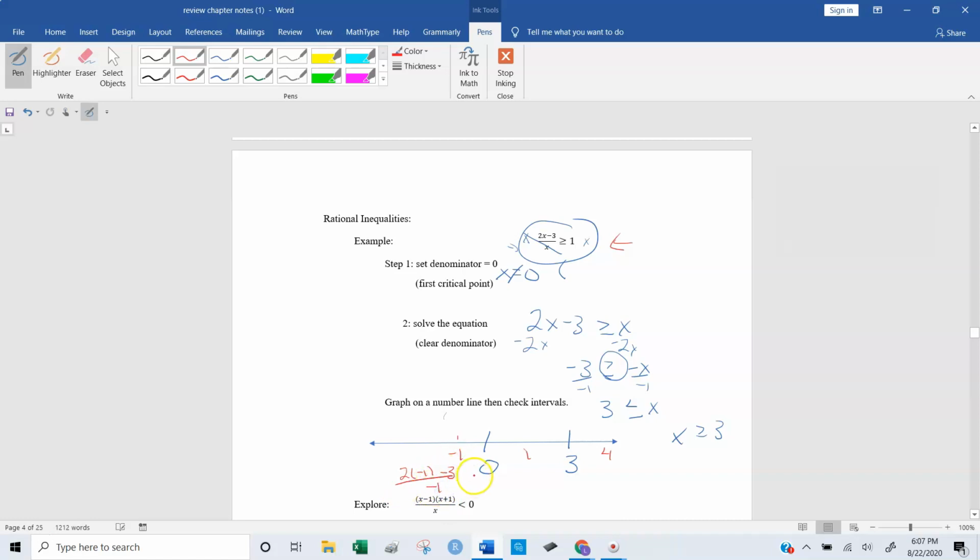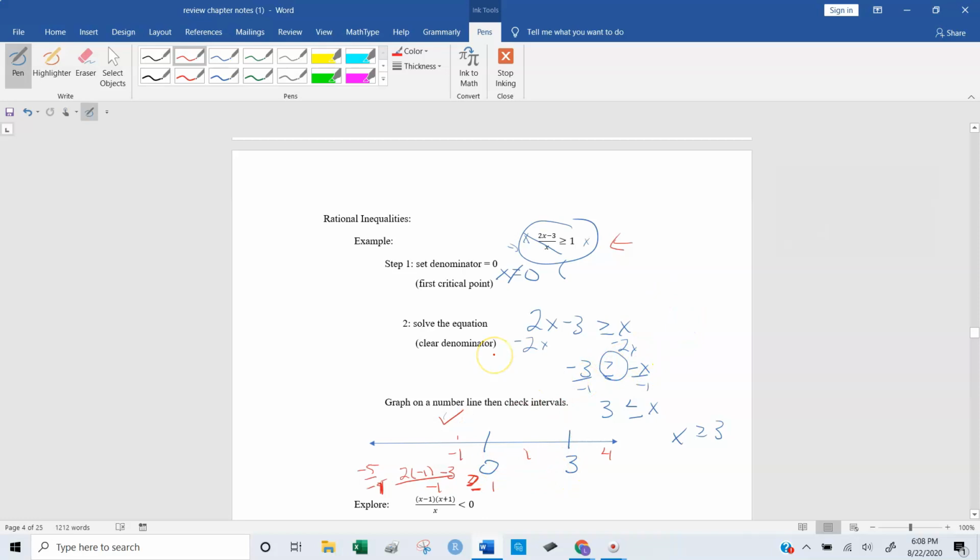And I want to know if that's greater than or equal to 1. Well, -2 minus 3, that's -5. -5 over -1 is 5. Well, 5 is definitely greater than 1, so this part checks. So that part works. So now we have to do the 1.